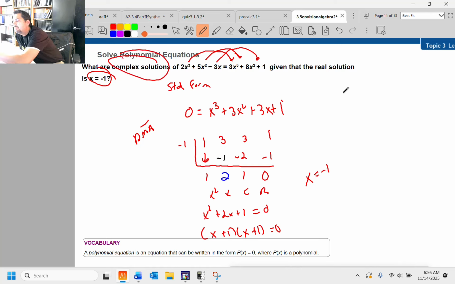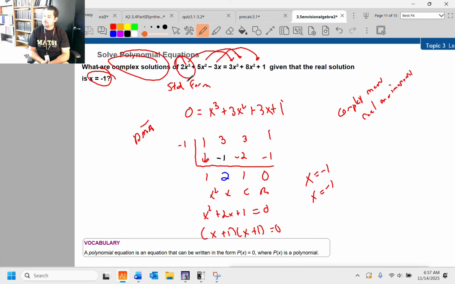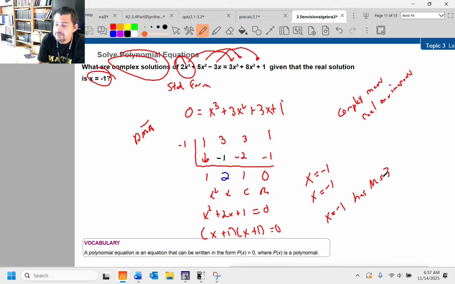Now, when somebody says complex solutions, remember complex means real and imaginary. All numbers are complex, but this happened twice here, didn't it? X is negative 1, x is negative 1, x is negative 1. That's an x cubed. It had 3 answers. And what happened is x equals negative 1 has a multiplicity of 3. Weird, huh? But that one particular 0 happens 3 times. That's just where we happen to cross the x-axis on this problem.